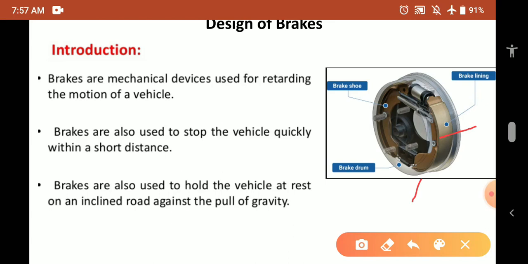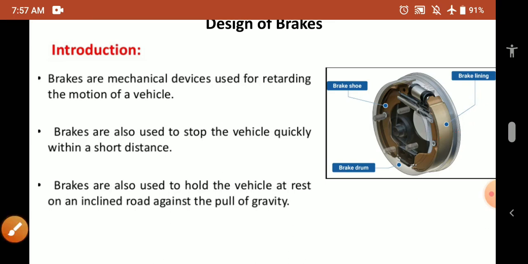The brakes are also used to hold the vehicle at rest on an inclined road against the pull of gravity. Also, brakes are mechanical devices used to absorb the kinetic energy of the rotating body, which is converted into heat energy.